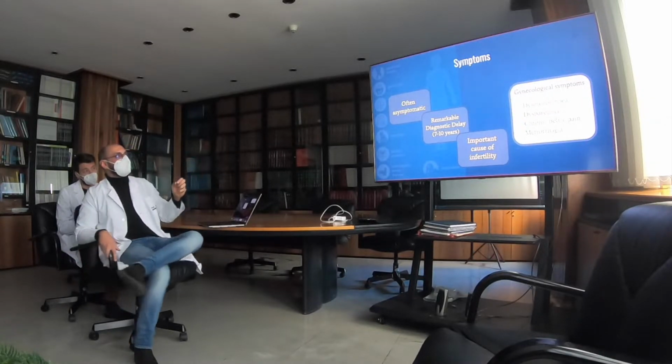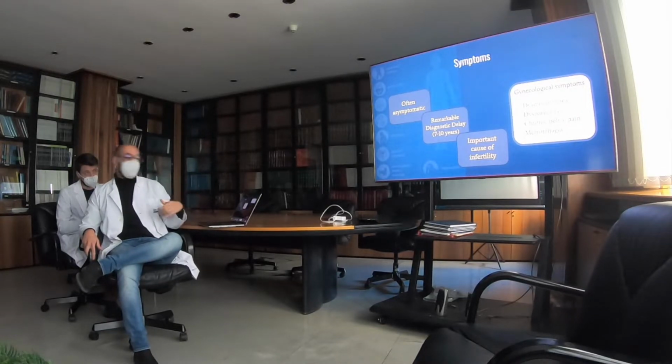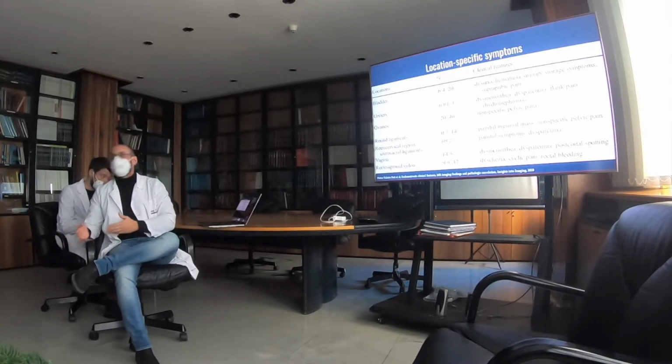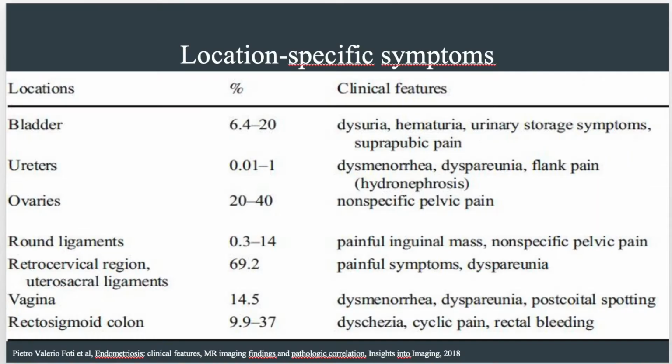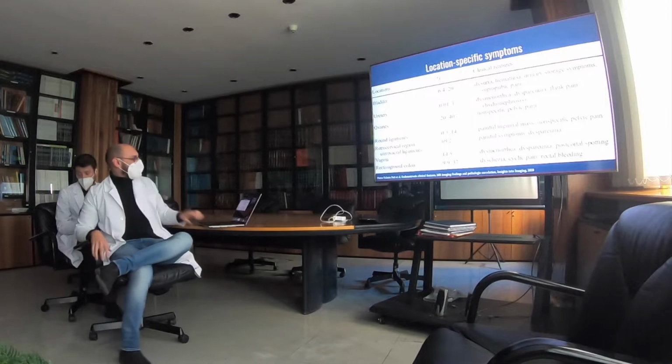We know that gynecological symptoms are dysmenorrhea, dyspareunia, chronic pelvic pain, and metrorrhagia, but we also have many other symptoms associated with the locations of deep infiltrating endometriosis. For the bladder, for example, we can have dysuria, hematuria, and urinary storage symptoms. For the rectosigmoid, we can have cyclic pain or rectal bleeding. The symptomatology is very unspecific in general, because there is a wide range of differential diagnoses for this. Of course, an accurate gynecological and instrumental examination must be made to ascertain the diagnosis.